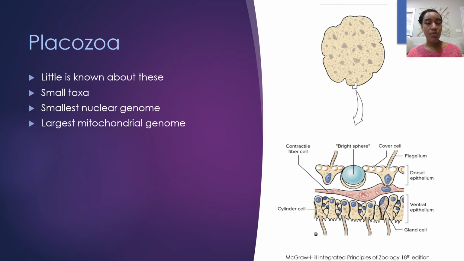So the last topic we're going to address is Placozoa, and there's not very much known about this phylum of organisms. They were recently studied and classified as their own phylum. They're very small taxa, but some interesting things about them is they have some of the smallest nuclear genomes of all animals and some of the largest mitochondrial genomes of all animals. So that makes them distinct and sets them apart.